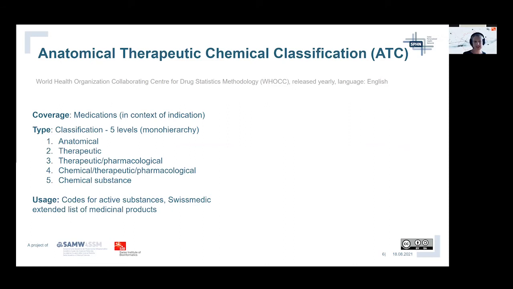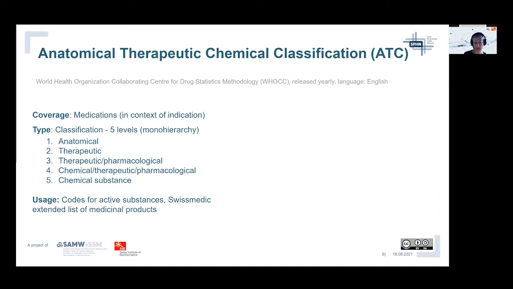So ATC, what is it? It's a classification for medications in a specific context, as you will see later in an example, of an indication of this medication or substance. In this classification, we have 5 levels, as you can see here. And where is it used? ATC in Switzerland is used, for example, by Swissmedic. Swissmedic, on their website, publish the list of all the medicinal products that are approved to be used in Switzerland. And in general, ATC is targeted to the active substances.